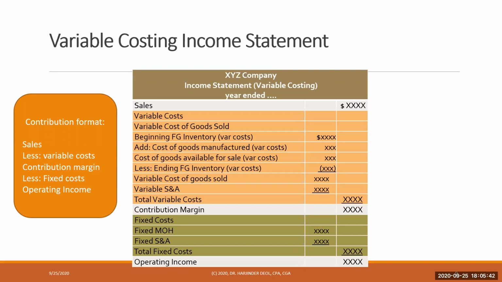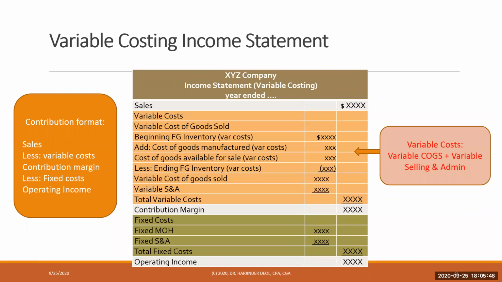So you'll start with sales and then subtract variable costs. The variable costs will include the variable cost of goods sold, as well as the variable portion of the selling and admin costs. Fixed manufacturing overhead will be excluded from the cost of goods sold. That instead will be clubbed together with the fixed selling and admin costs under fixed costs. Sales minus the total variable costs gives contribution margin. Contribution margin minus total fixed costs equals operating income.